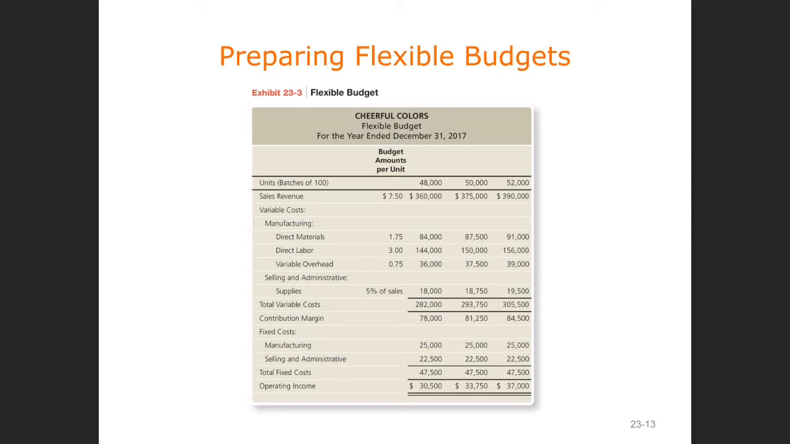Then you've got your fixed costs. These are the costs that do not change. They're fixed. They're always the same. So you'll see here, no matter how many units we make, these costs are still the same. They don't change. Manufacturing, selling, and administrative, add those together to get your total fixed cost. And then you would subtract this cost from your contribution margin to give you your operating income.